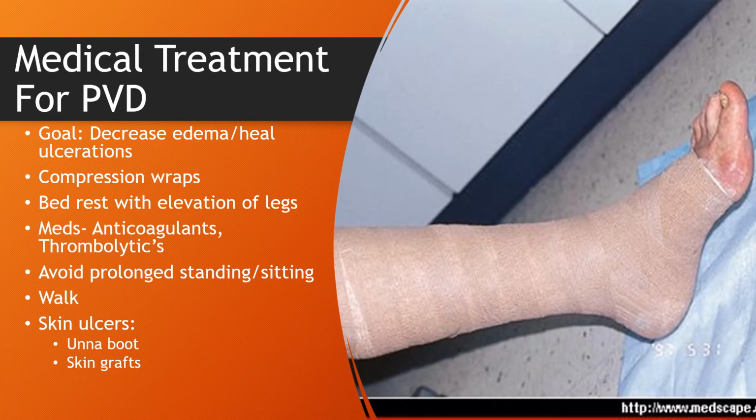The goal for peripheral venous disease is to heal any wounds and to decrease the edema. So oftentimes a compression wrap is used. The nurse applies this compression wrap to promote venous return back to the heart and to help reduce the edema. Bed rest and elevating your legs while in bed will allow for blood flow back to the heart and reduce that venous pressure in your lower extremities.